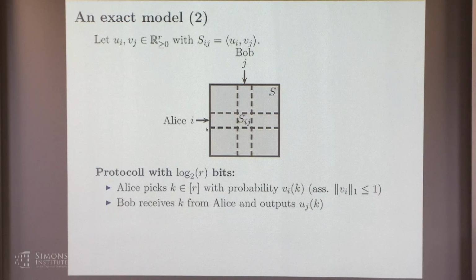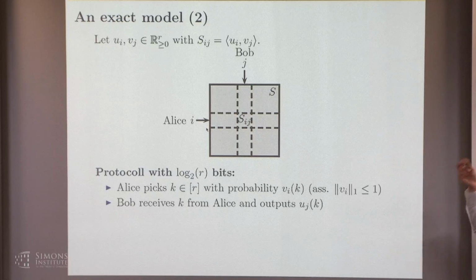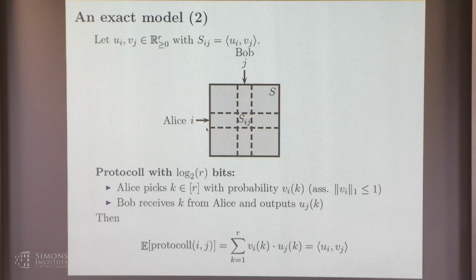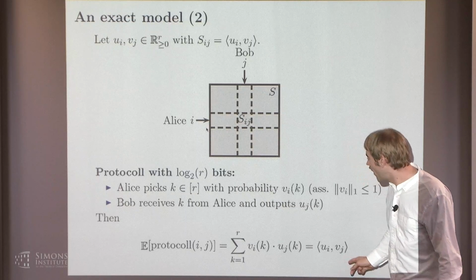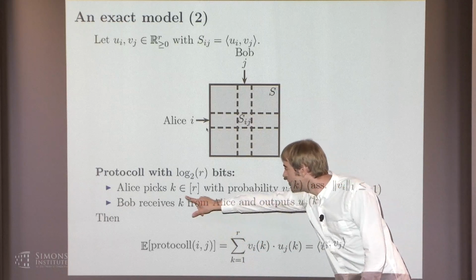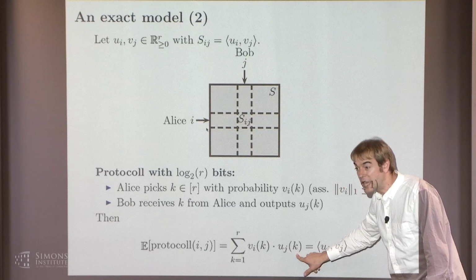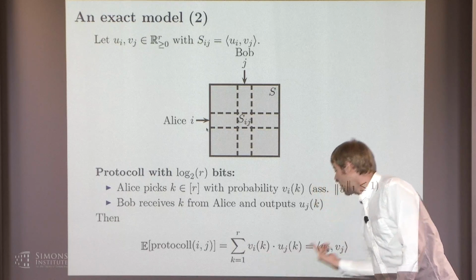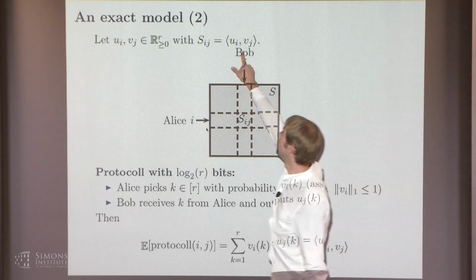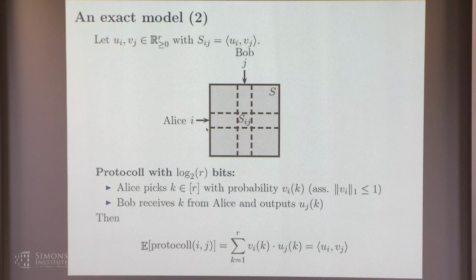Okay, good. Bob outputs values depending on the randomness. So what is the expected value that he outputs? Well, you just write down the expectation. You're summing over your events, this is the probability of the event, and this is what is being output in that case. But this is precisely the inner product, and the inner product is what they have to output. Okay, so not much happened. So this is one direction of the equivalence.